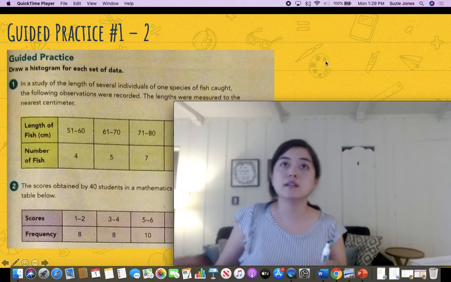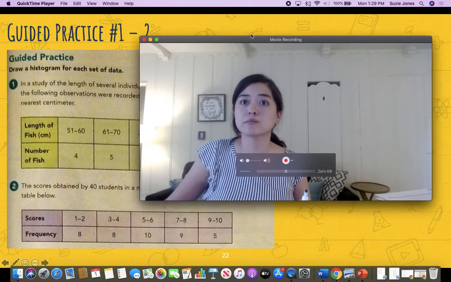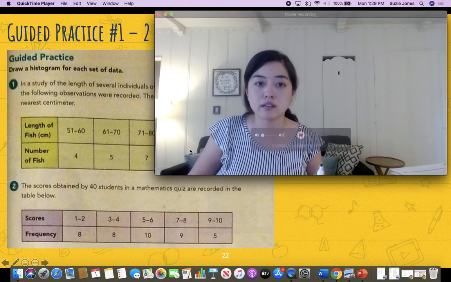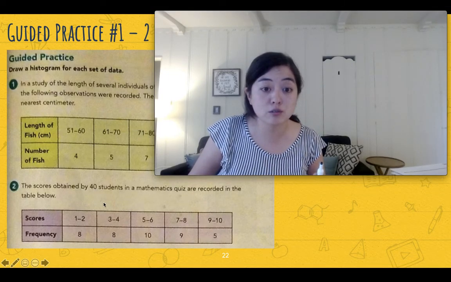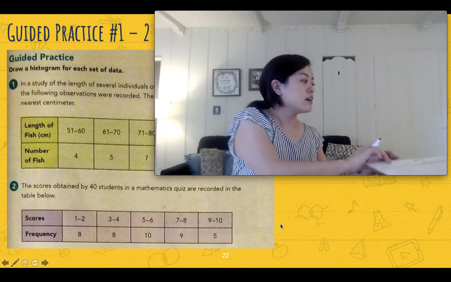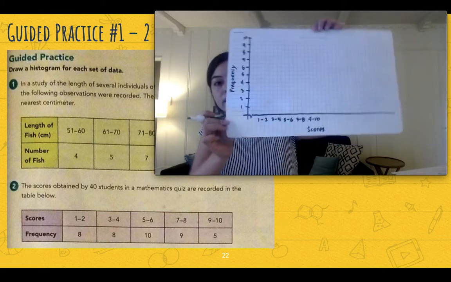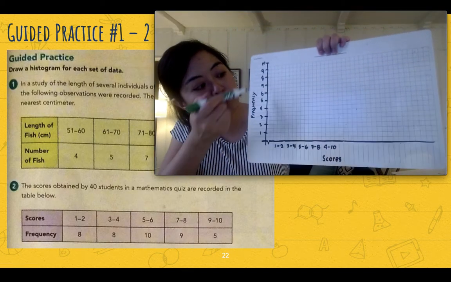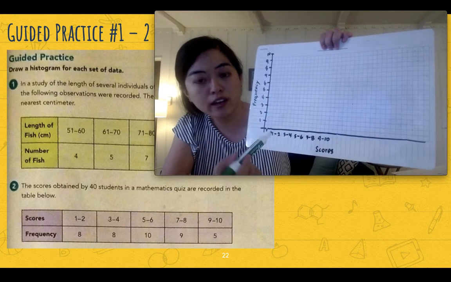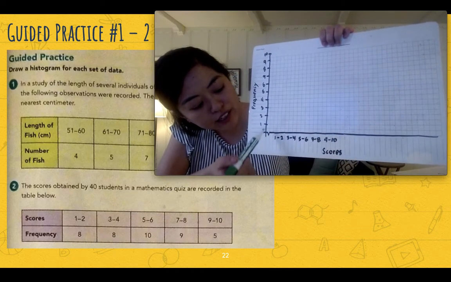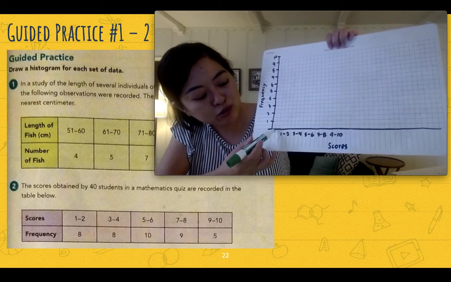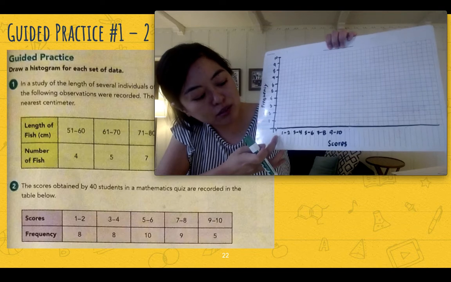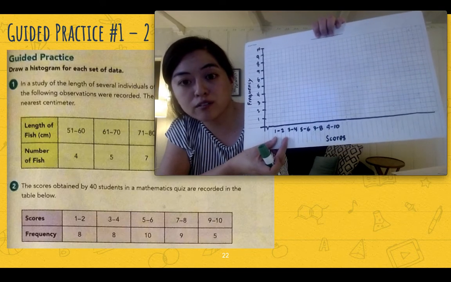Now, let's look at number 2. It says here, the scores obtained by 40 students in a mathematics quiz are recorded in the table below. So we have scores and our frequency, okay? And it should look something like this, your grid. Frequency is always on the y-axis, and scores here. I put a little break here just to show that I didn't want to put my 1 really close to the 1 mark, so I moved it over here, okay?